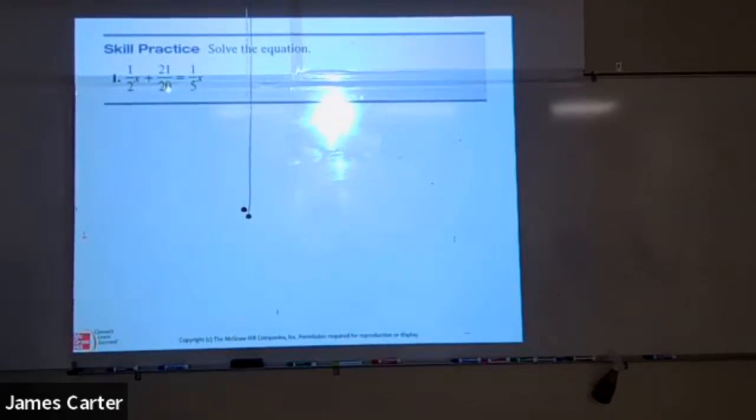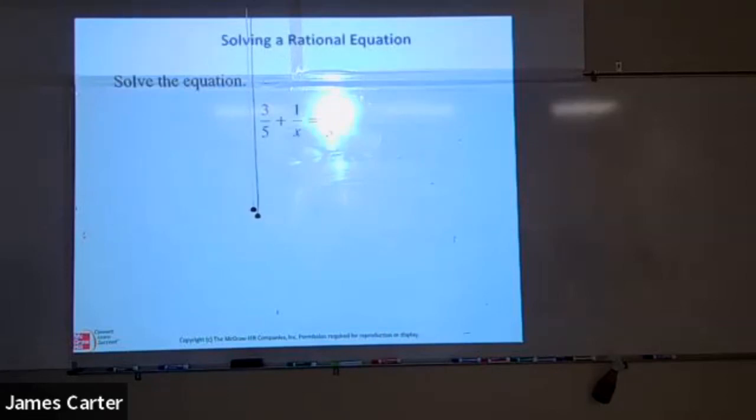Common denominator is going to be 20, because 5 goes into 20 and 2 goes into 20. So we take 20 times this, so you'll have 20x plus our 10x when you cancel. Here, you would take 20 times this, and the 20s cancel, so you get 21. Here, 5 goes into 20 four times, so you'll have 4x, and you solve it.